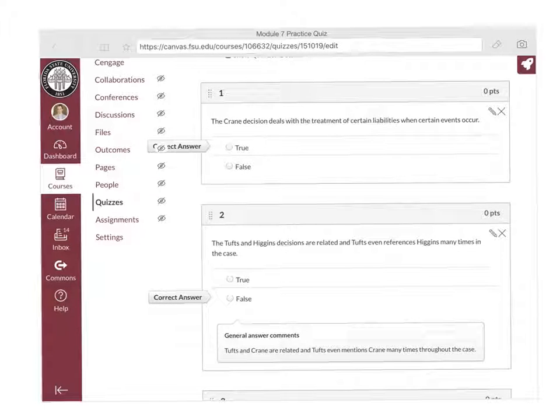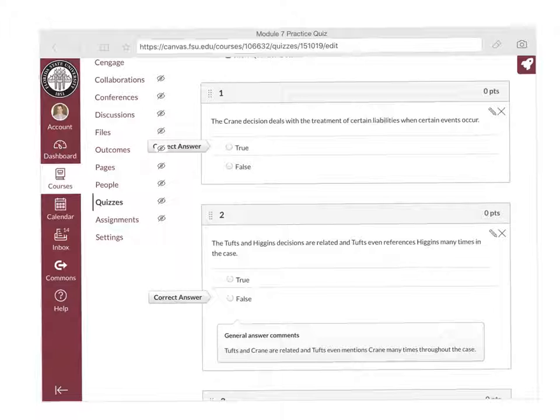Number 2, the Tufts and Higgins decisions are related, and Tufts even references Higgins many times in the case. So if I ever mention that a case references another one, in those little paragraph blocks I give you, it will say, hey, these cases were referenced. That's the only way I could test you on that, because again, we didn't look at the actual opinions. So that is a false statement.